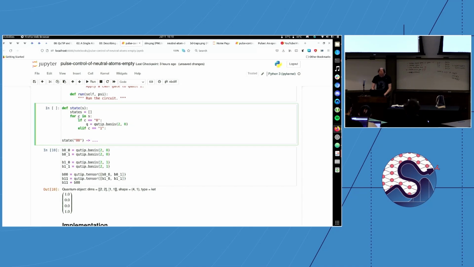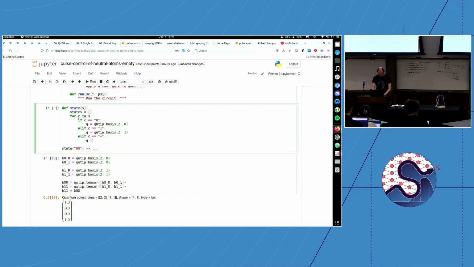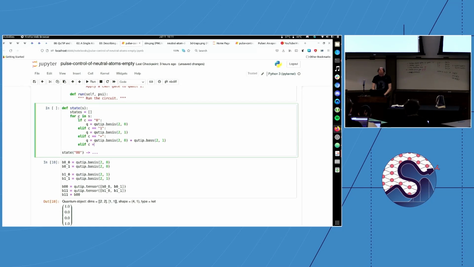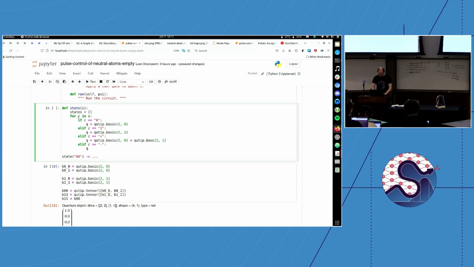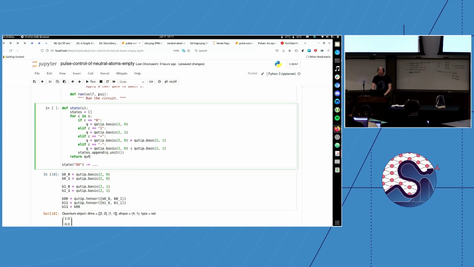Sorry, this is a bit too indented. And then you can do states.append(q.unit) just to normalize everything afterwards, and then return qutip.tensor(states). And now maybe this will even work. Who knows?